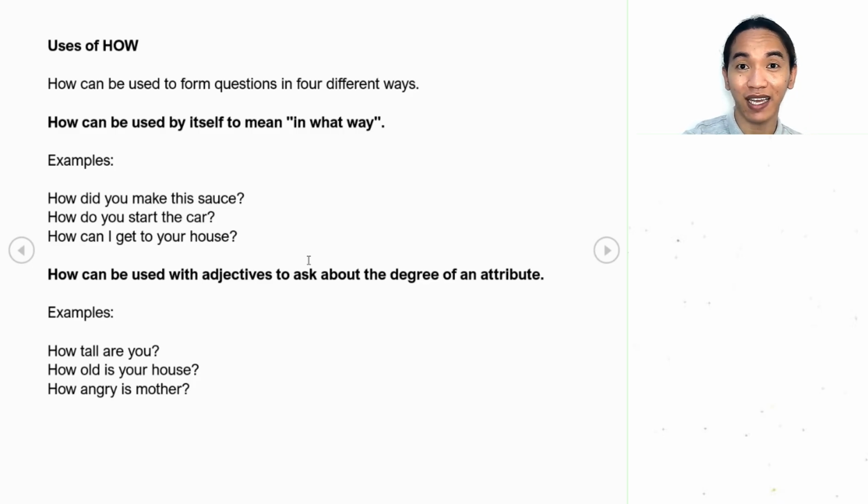So please pay attention. How small is your dog? How cute is your house? How expensive is your dress? So something like this, okay?